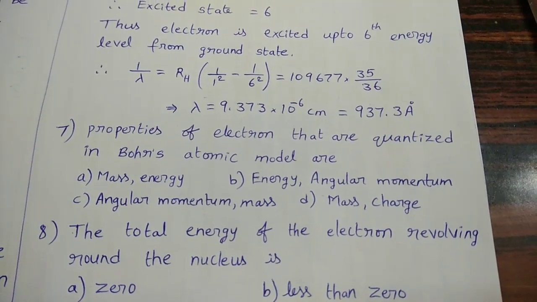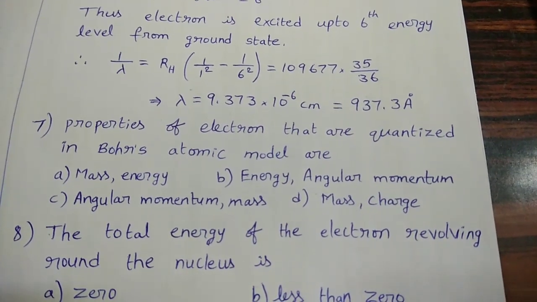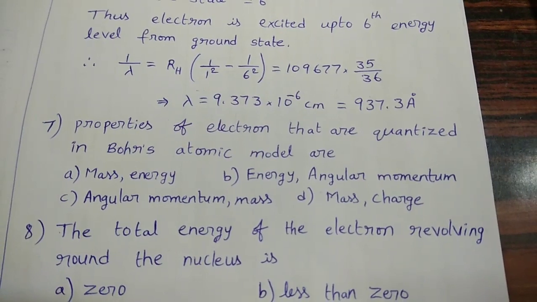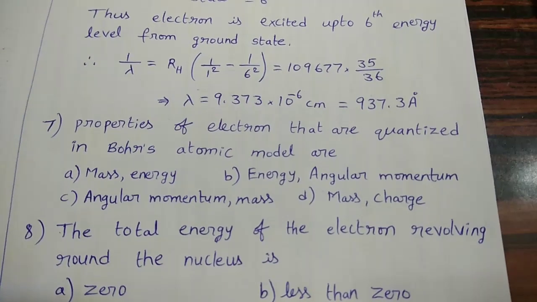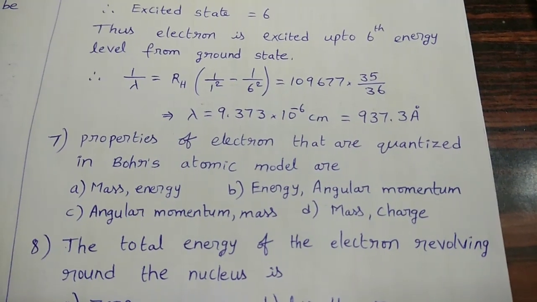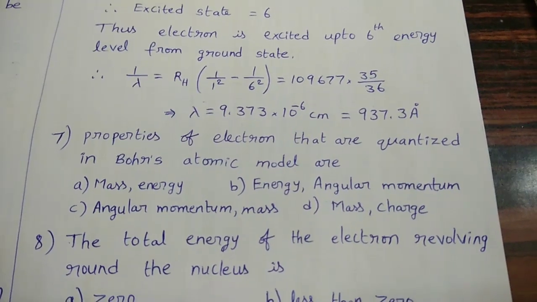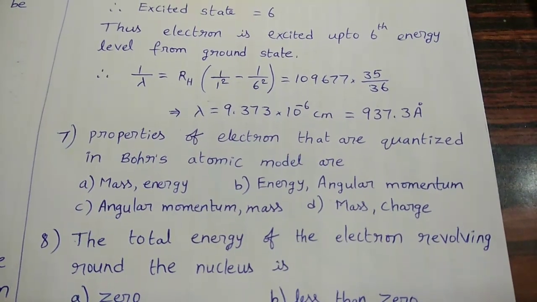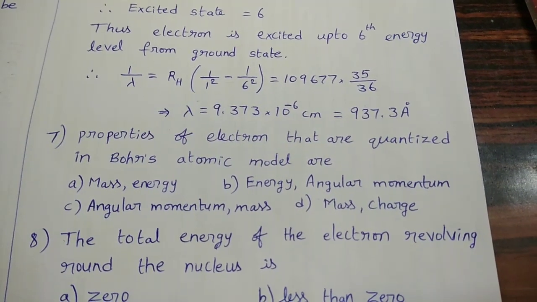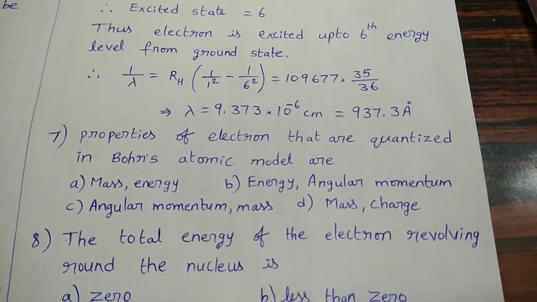Now see the remaining questions. Properties of electron that are quantized in Bohr's atomic model are. Here, what is the meaning of quantized? Already in last class we completed its meaning. Quantized means restricted to a particular value.